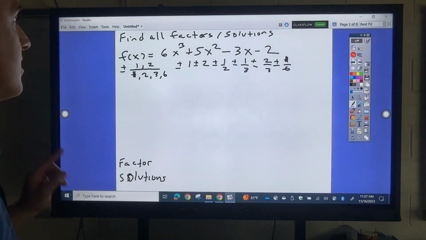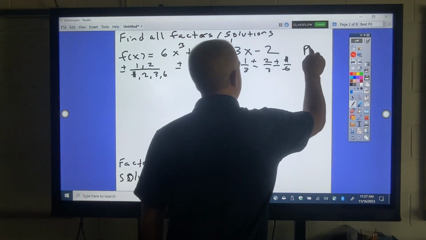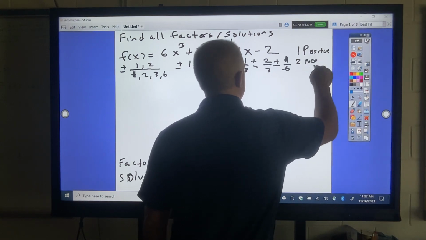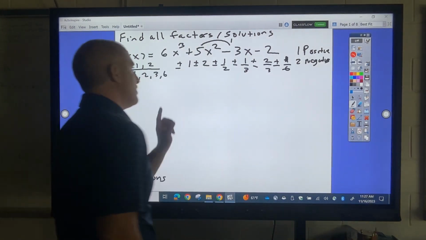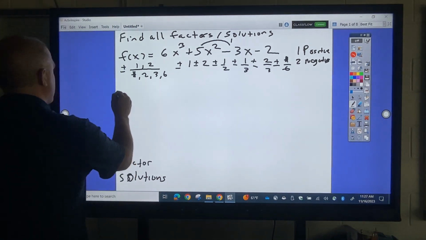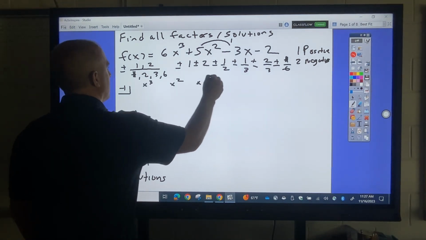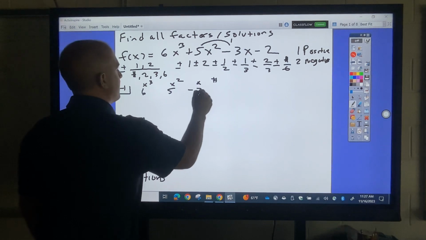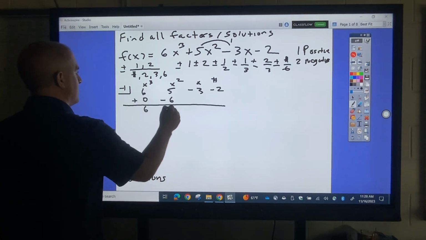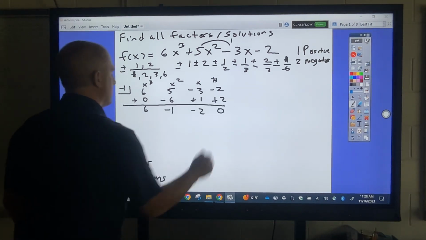Now, you want to look at the sign changes. I only have one sign change. That means I should have one positive, and since it's degree 3, two negatives. So I'm going to start guessing with the negatives. I'm going to start with -1. I'm using x cubed, x squared, x, and a number. So that's 6, 5, -3, -2. That's 6, that's -6, that's -1, that's 1, that's -2, that's 2, that's 0.